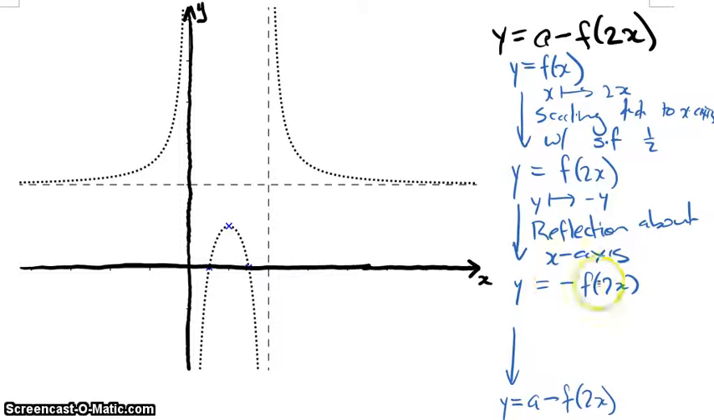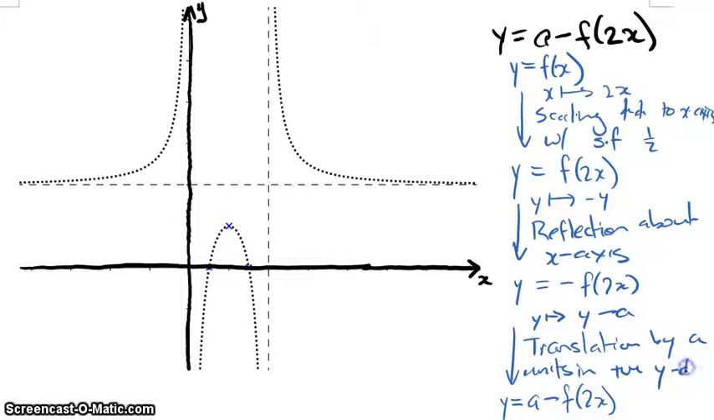And then after you replace y with minus y, we can replace y with y minus a. And then we move that a over and we get this. So this is actually a translation by a units in the positive y direction. I haven't got space, but positive y direction.